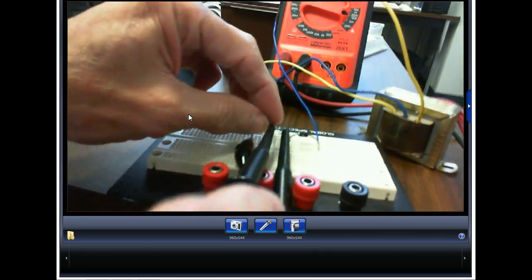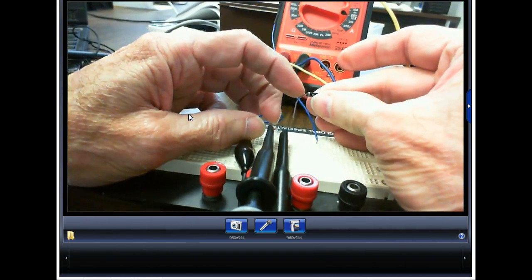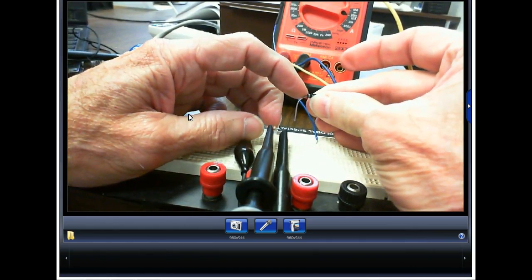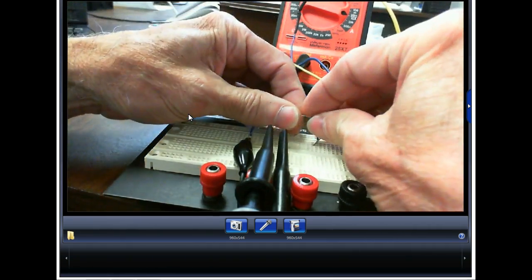I'm going to come up here and turn the diode around. So here's the cathode right here, right? It's got the circle around it. I'm going to turn it around and I'm going to plug it back in.